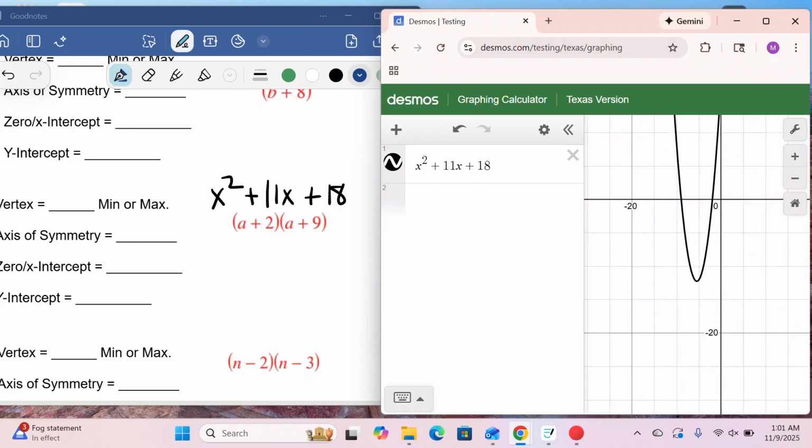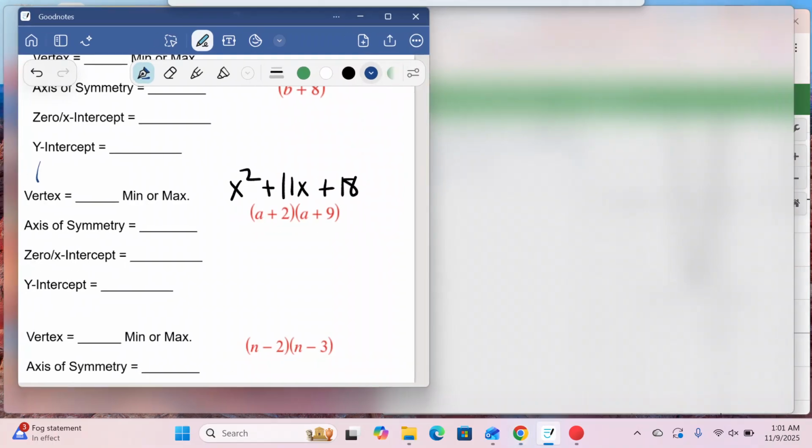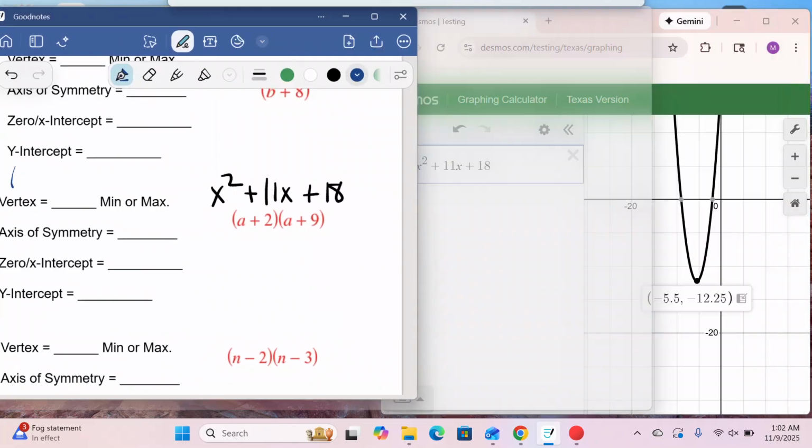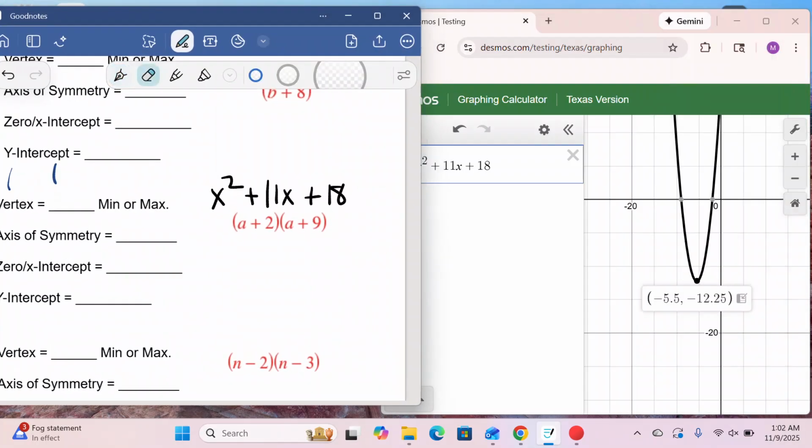We can see our vertex, and I'm going to click on it a couple of times. Okay, we have a decimal as our vertex, negative 5.5. So I'm going to move this a little bit this way. And then my vertex is (negative 5.5, negative 12.25). Is this a minimum or a maximum? So we look at it's at the bottom of the U shape, so this is considered a minimum.